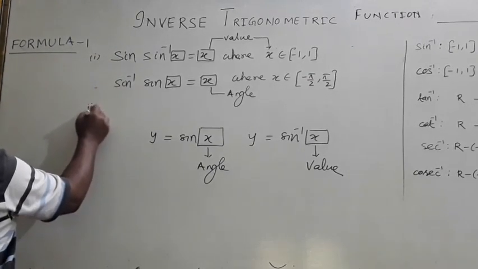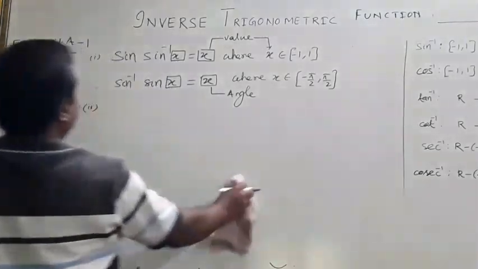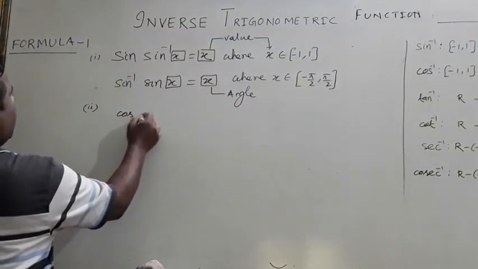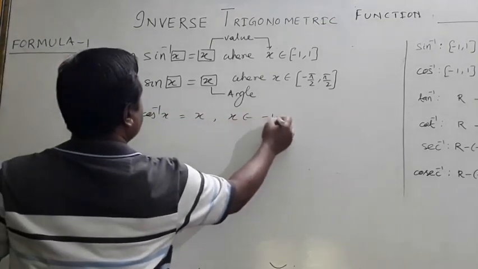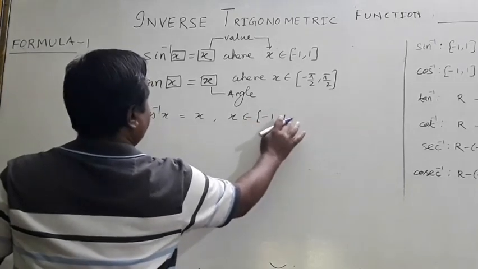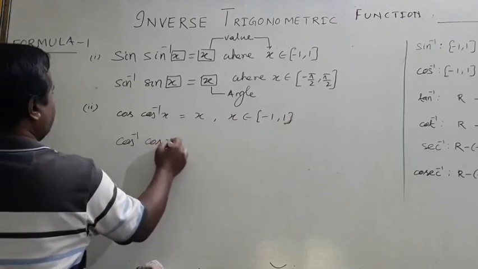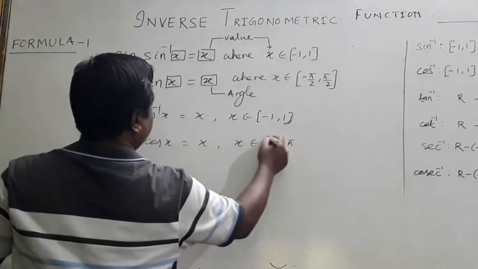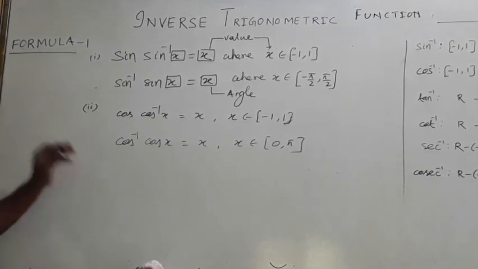Suppose you have to know the formula for cos inverse. I am writing only one; you will write the others. Cos inverse x is equal to x, where x belongs to minus 1 to 1, and cos inverse cos x is equal to x, where x belongs to 0 to pi. Similarly, you will write for tan, cot, sec, cosec. Now I am giving one example.